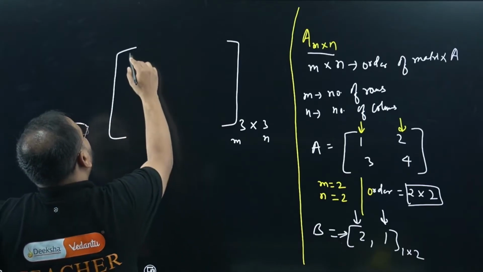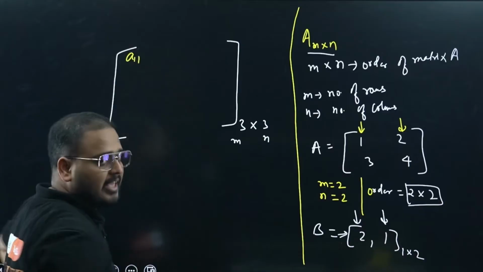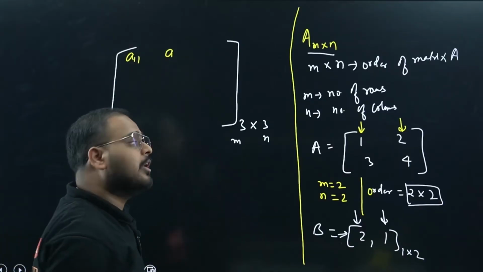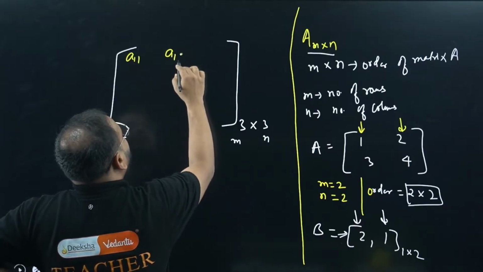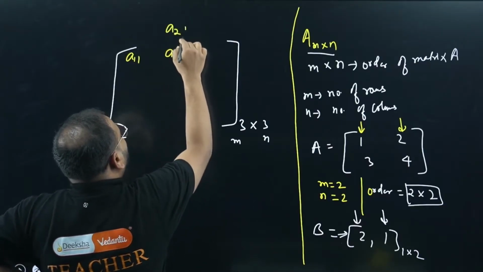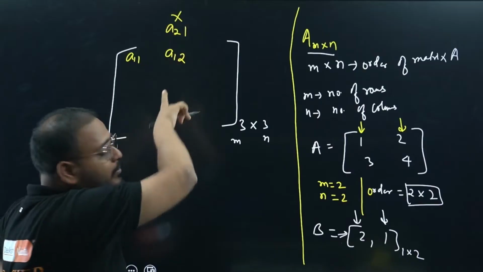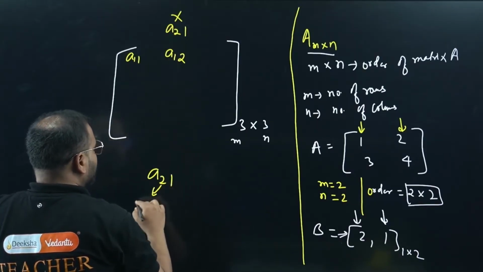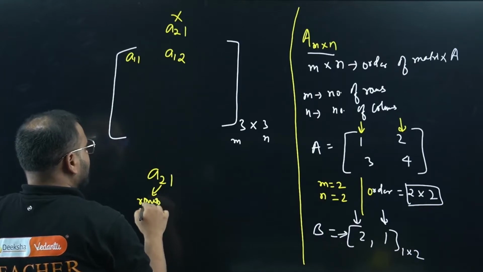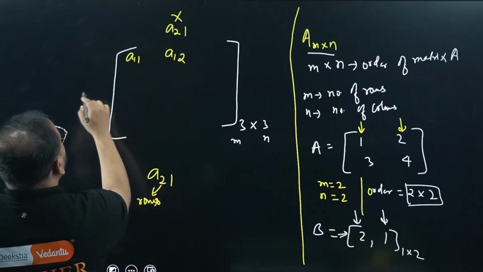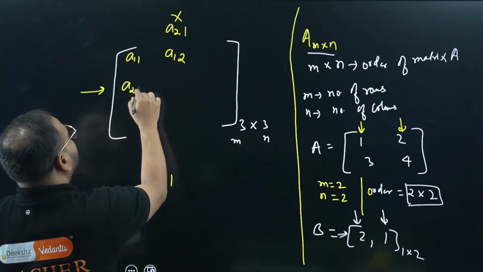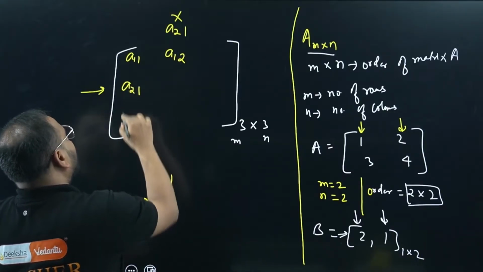The first element will be called A11. Next will be what? A21 or A12? A12. Why A12 and why not A21? Because if I write A21 here, 2 represents the number of rows. Then 2 will come here, right? So basically A21 will come over here, sir.